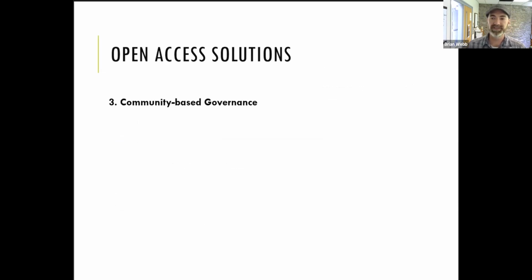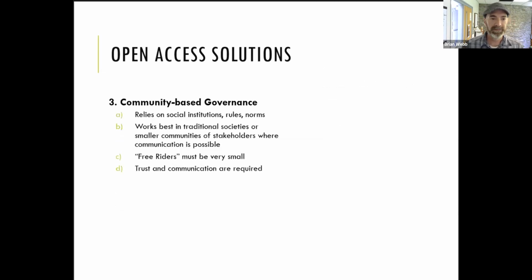The third open access solution is called community-based governance. Essentially, this works on social institutions, rules, and norms in order to govern a particular situation. Usually this is found mostly in traditional societies or small communities, where it's easy for people to communicate together and to work out solutions based in their own best interests. So you see this a lot in traditional societies on managing a water resource, for example, or managing a grazing resource. Go back to Garrett Hardin's original example of a commons.